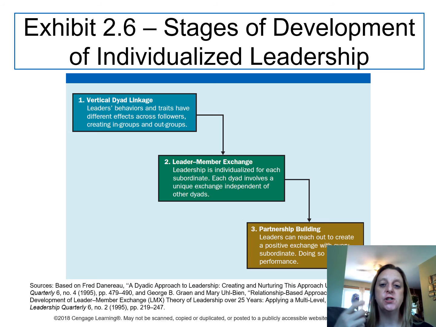But the relationships are dyadic, and so a series of two-person interactions. And this dyadic view focuses on the concept of exchange, what each party gives to and receives from the other. So it's mutually beneficial. It's a give and take relationship. There's reciprocity in the relationship.